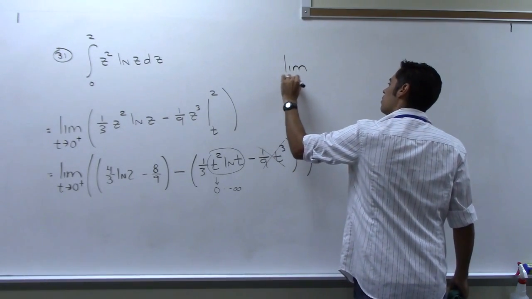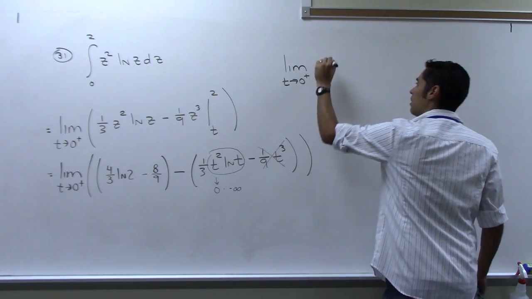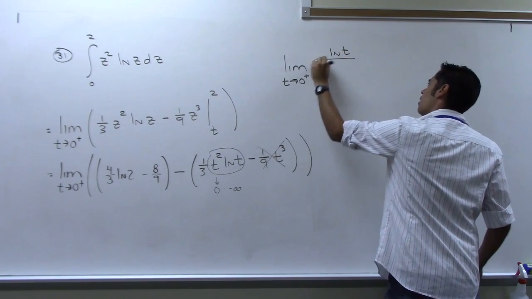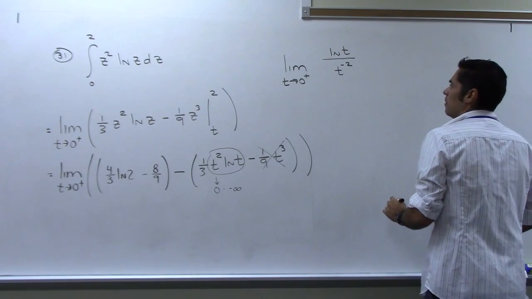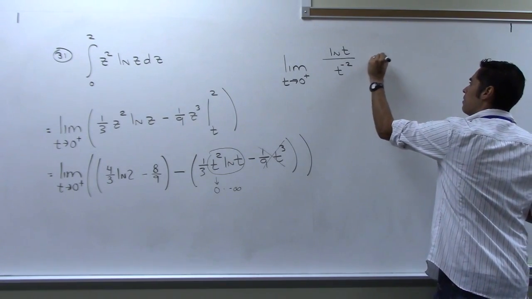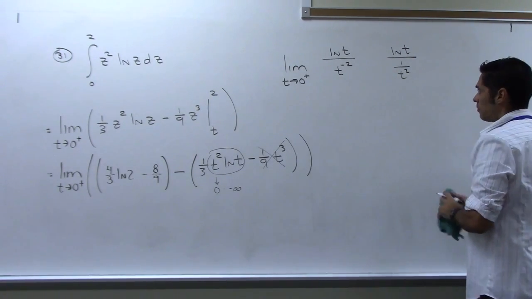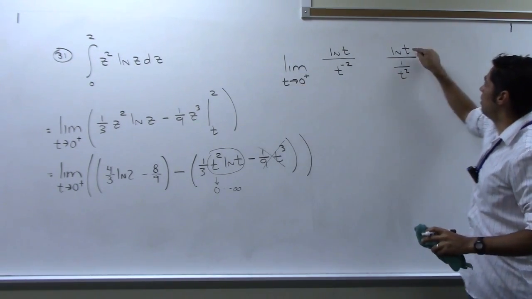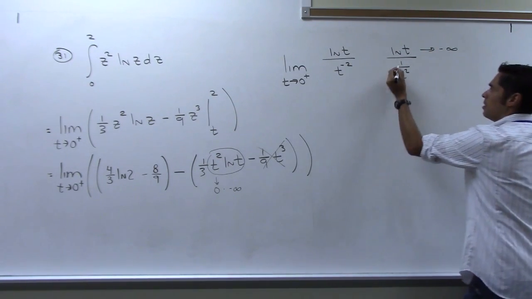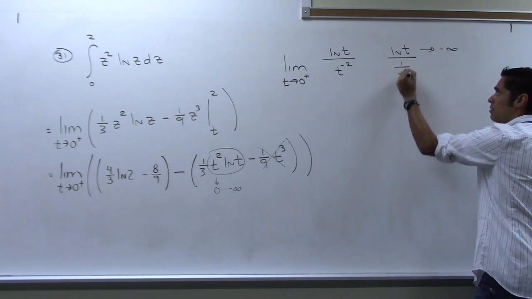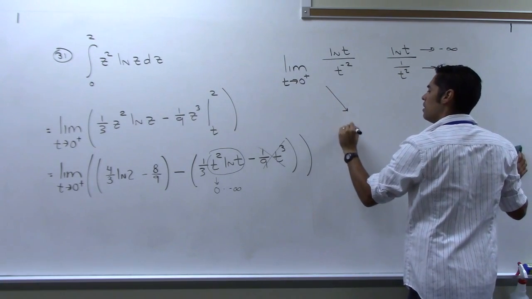Limit t goes to 0 from the right of t squared times natural log t. I'm going to rewrite that as natural log t over t to the negative 2. So I drop the t squared down. And remember that that's really the same as natural log t over 1 over t squared. And now, as t goes to 0, we said the top goes to negative infinity. And the bottom, as t goes to 0, you get a fixed number over 0. That goes to infinity also. So you get infinity over infinity. So I can use L'Hopital's rule on this.